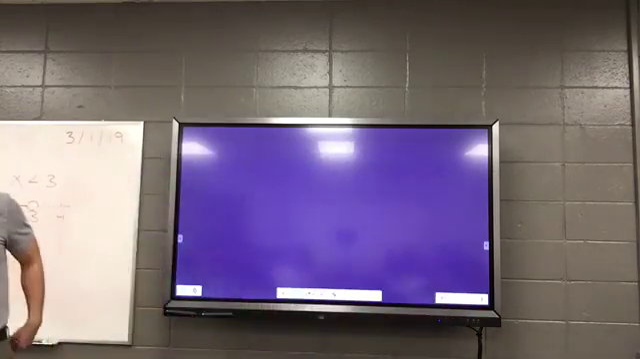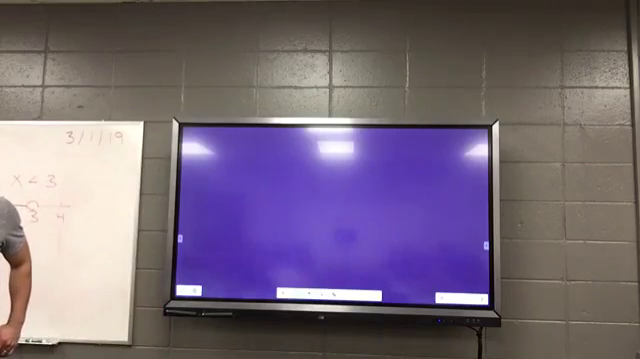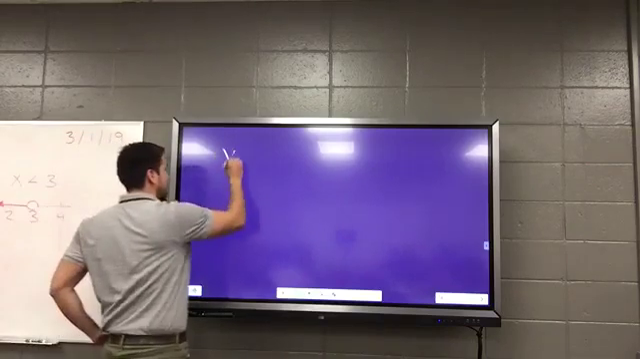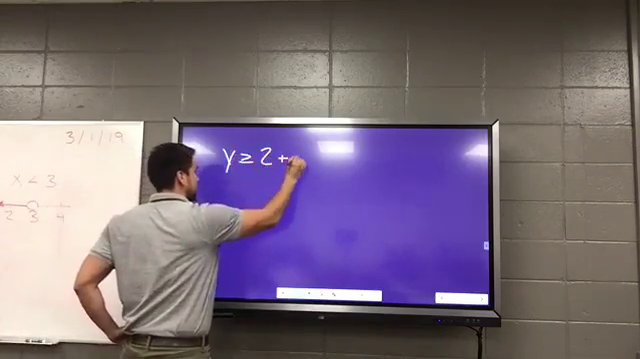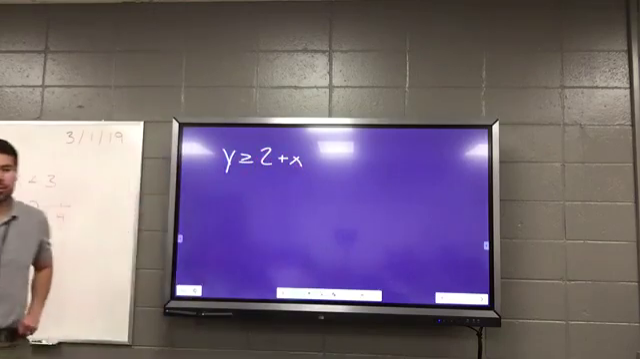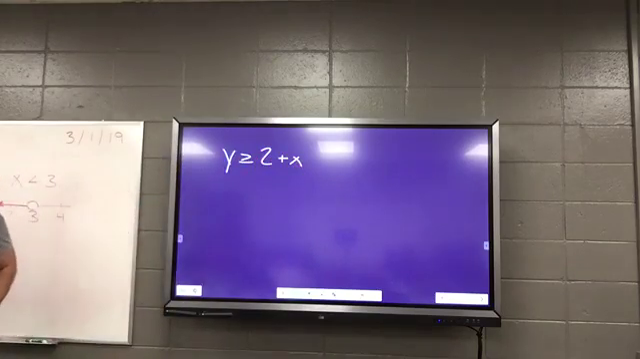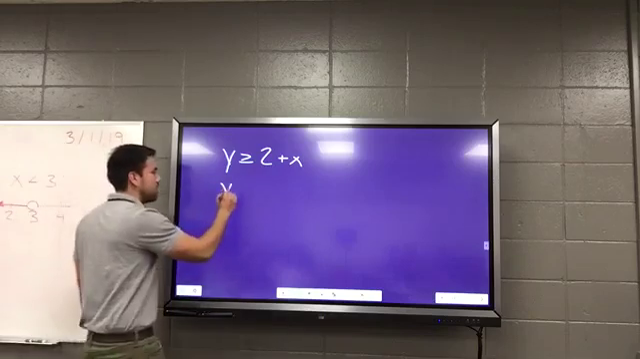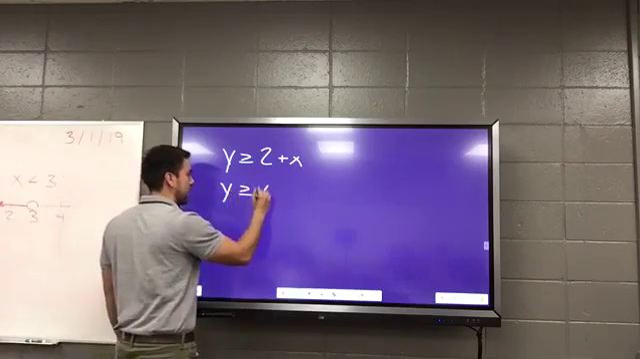Okay, so that one is y is greater than or equal to 2 plus x. Y is greater than or equal to 2 plus x. Is it in slope-intercept form? No. I thought y is by itself. But is it in the format? No. What do you have to do then? Yeah, y is greater than or equal to x plus 2.